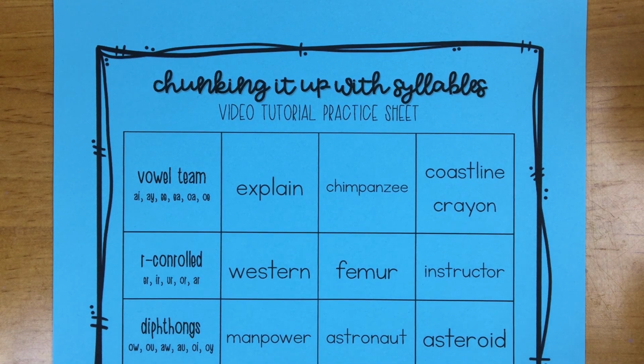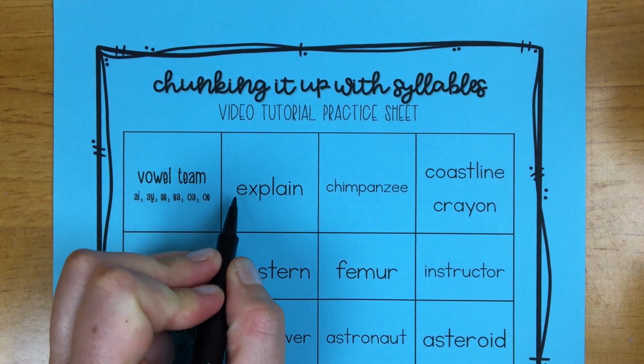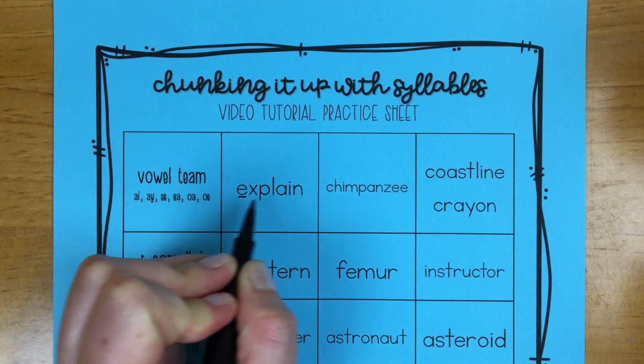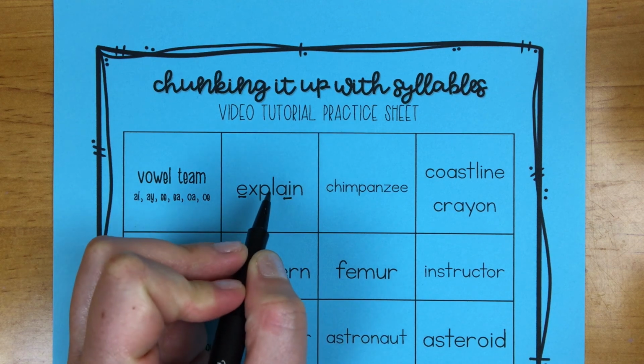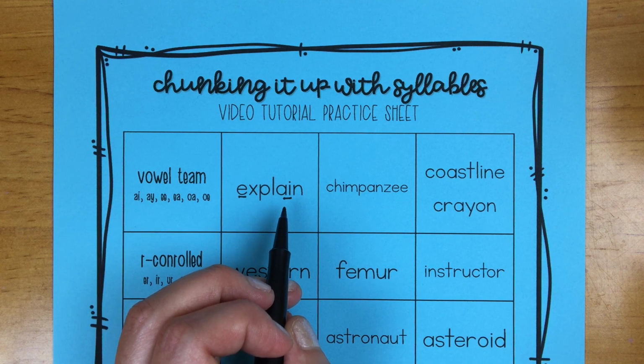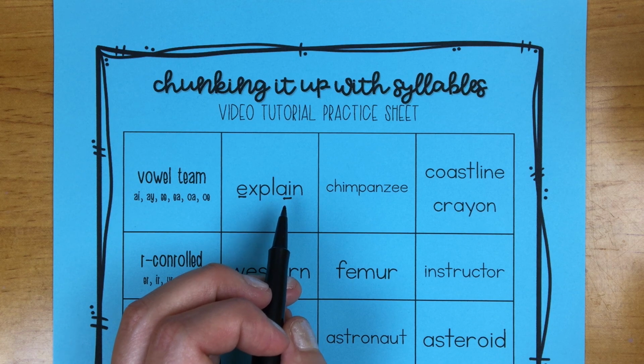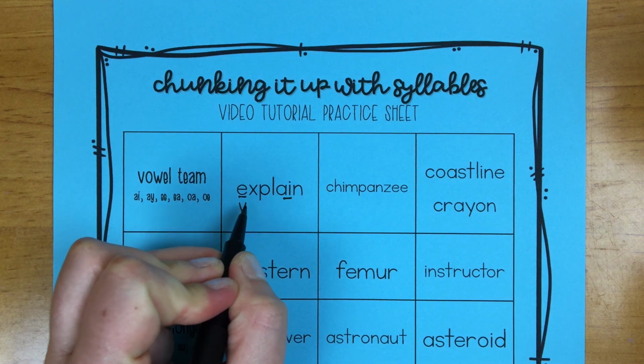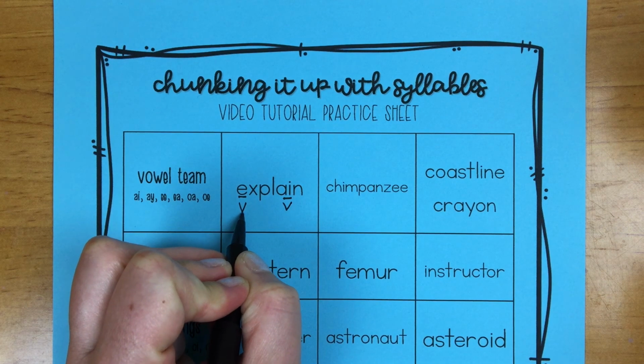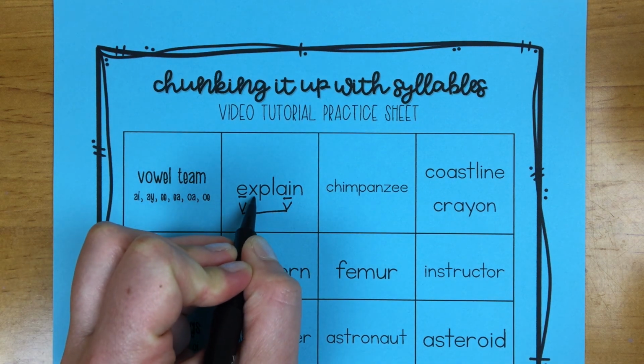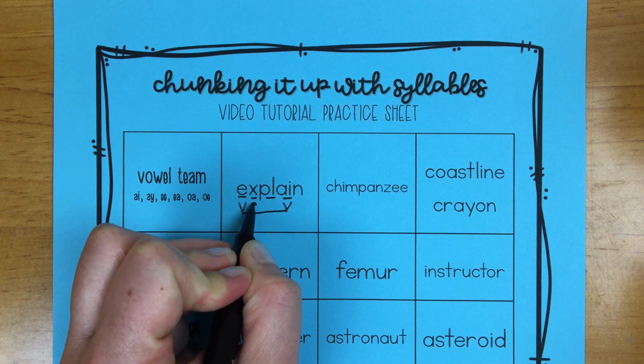The next syllable pattern is the vowel teams. I'll do the first one for you. I'm still going to look for the first two vowel sounds. In this case, the AI is our vowel team, so the vowels will make one sound. Label your vowels, build your bridge, and look for your consonant sounds.